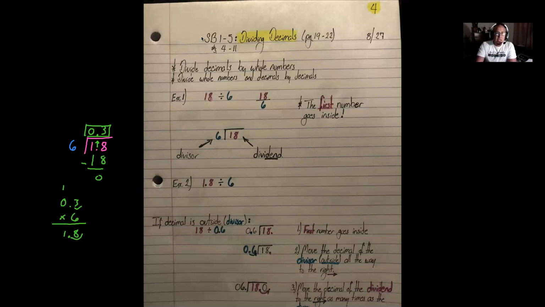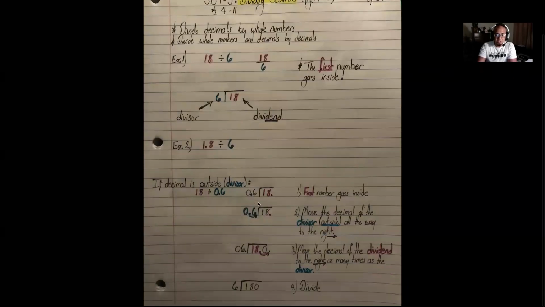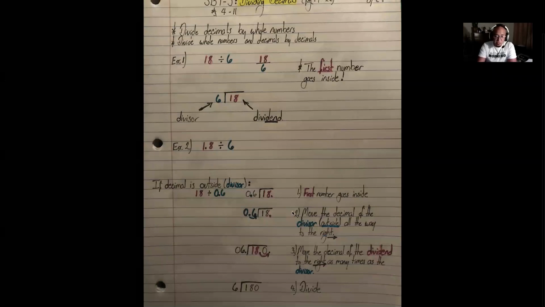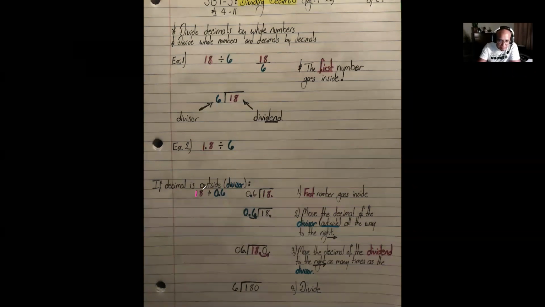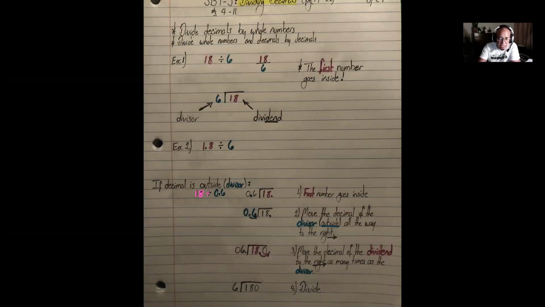Perfect. So now let's switch things up a little bit. Let's explore a scenario where the decimal is going to be on the outside, on the divisor. Okay, there's going to be a decimal on the divisor. For example, let's say that we have 18, so a whole number, 18, divided by a decimal, 0.6. So the divisor, the number on the outside, is now the one with the decimal.